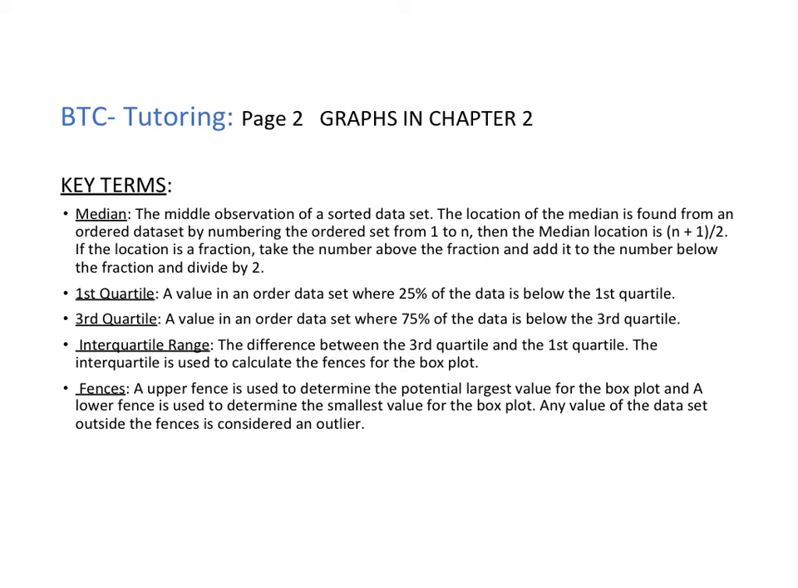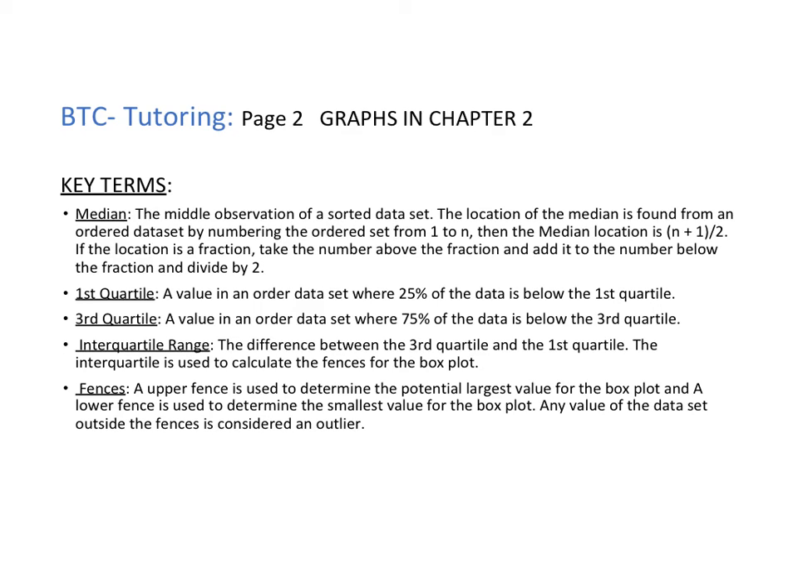The key terms in this chapter on graphs: we're going to look at the median. The median is the middle observation of a sorted data set. The location of the median is found from an ordered data set by numbering the ordered data set from 1 to n, and then the median location is (n plus 1) divided by 2. If the location is a fraction, we take the number above the fraction and add it to the number below the fraction and divide by 2.